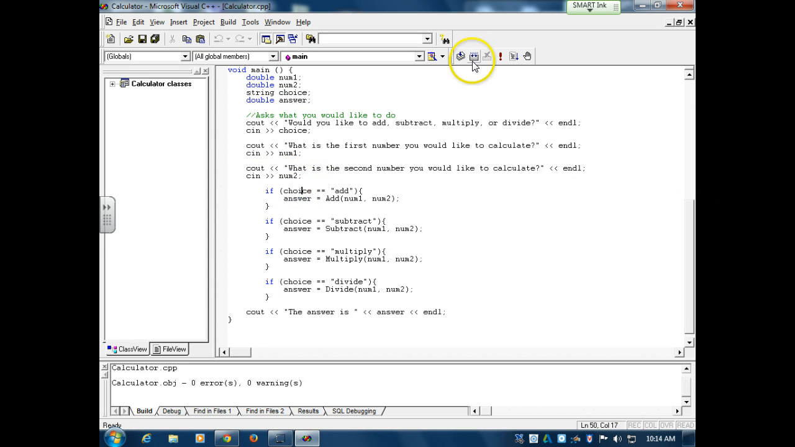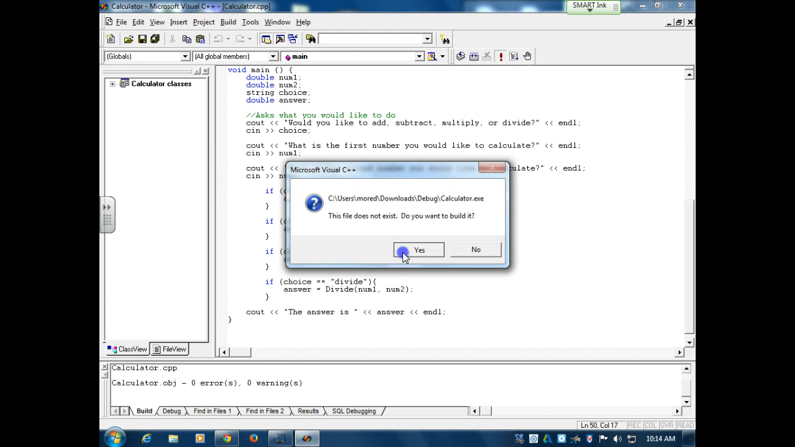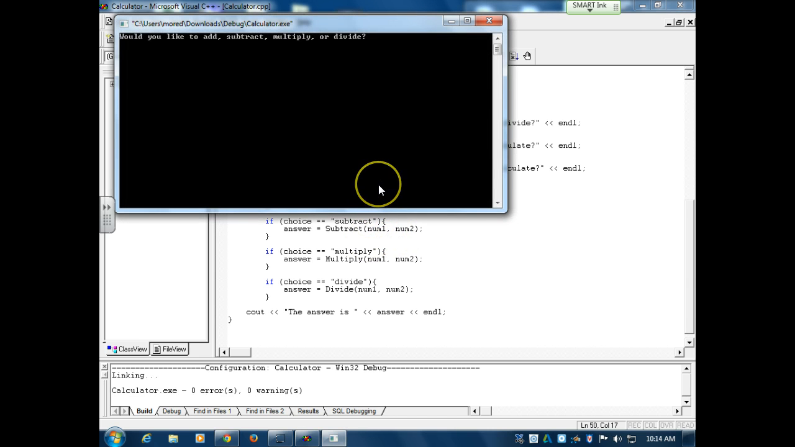So compile. No errors. Good. Let's divide. I have problems dividing all the time. What is the first number you'd like to calculate? My salary, so $1 million. What is the second? Let's put 0.5. Let's see if it can divide floating point decimals.